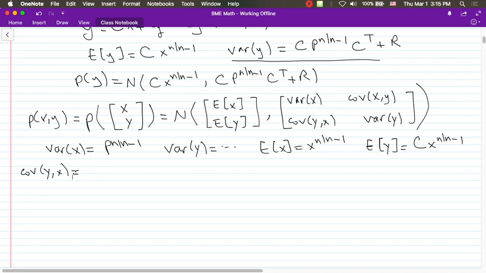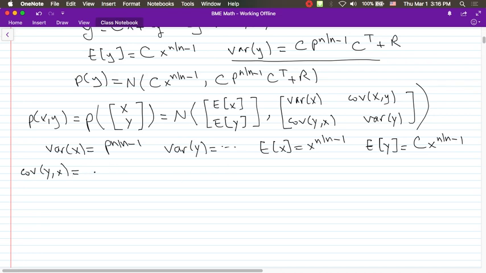So what am I doing? I want to write the joint probability of x and y, where x is my prior. It has a mean, x of n minus 1. It has a variance, P of n minus 1. What's y? Y is equal to cx plus epsilon. What's its mean? C of x n minus 1. What's its variance? Variance of y. Now, the joint probability of x and y also requires me to know the covariances between x and y. So let's derive the covariances.